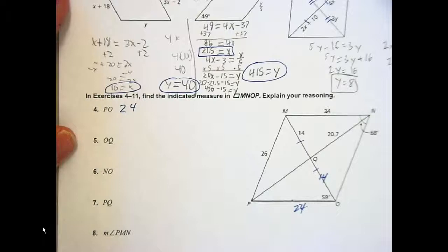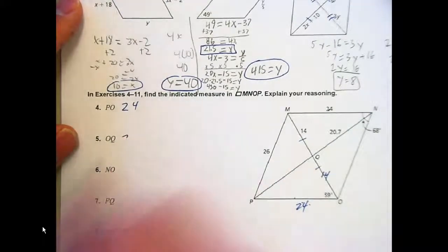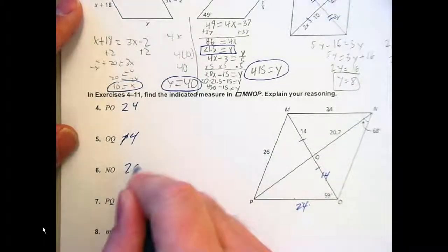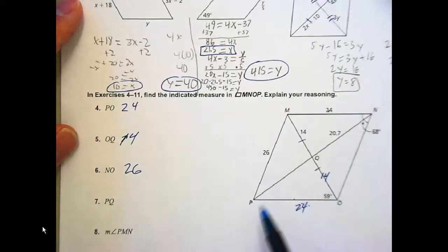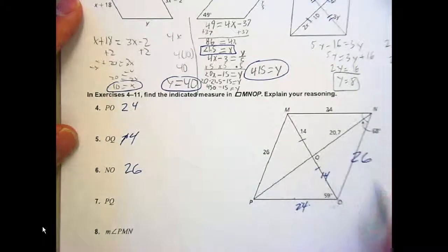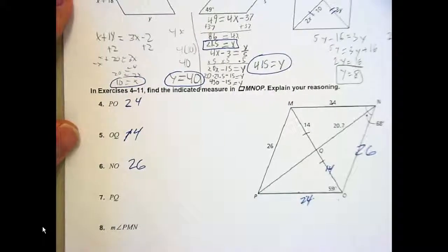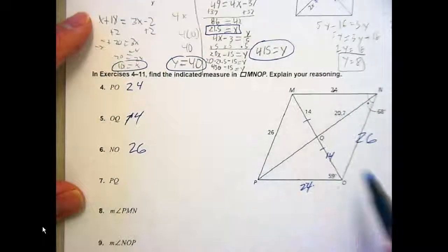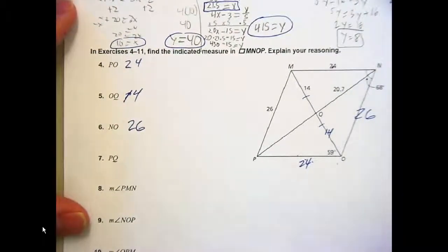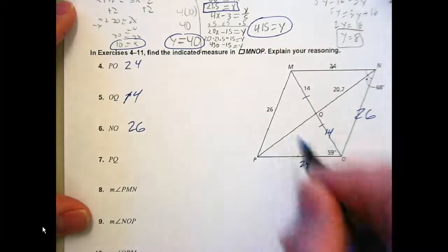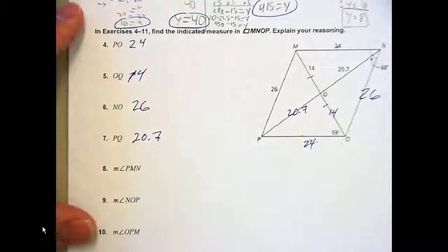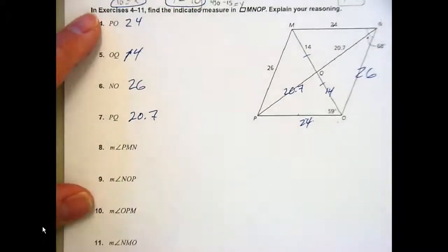All right, Sam, what'd you get for number 6? 26. How come? Okay, so we're using the parallelogram opposite sides theorem. PQ. Yeah, Brennan. Is it 20.7? I think it is 20.7. Yeah, so parallelogram diagonals theorem. Yep, good.